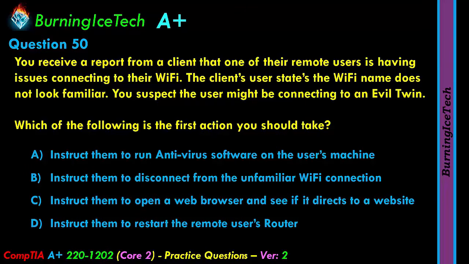Is it A, instruct them to run antivirus software on the user's machine? No, guys. Remember, an evil twin is when some sort of threat actor takes a router or an access point and broadcasts an SSID, which usually has the same name as your Wi-Fi, or just some sort of SSID in the hopes of tricking people to connect to that. And when people connect to that wrong Wi-Fi, they will hack these people and get all kinds of cookies and stuff from them, which is bad.